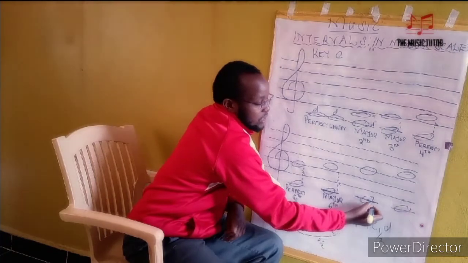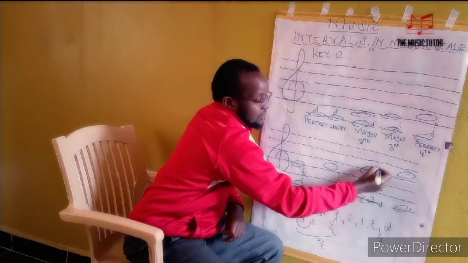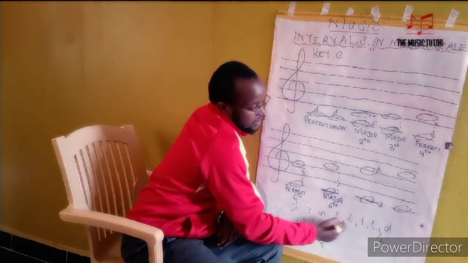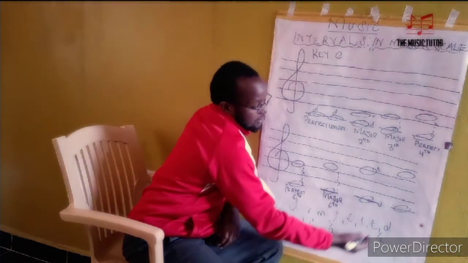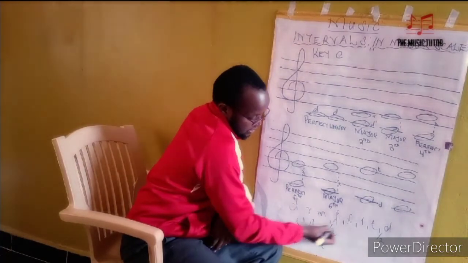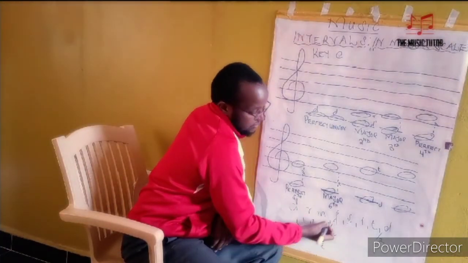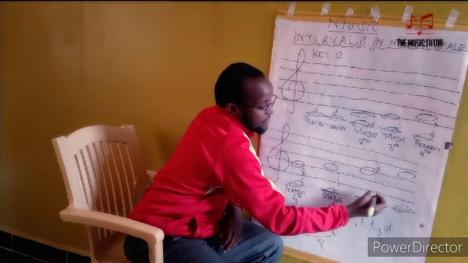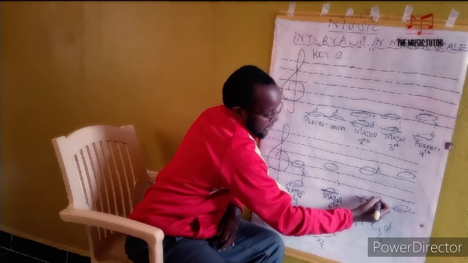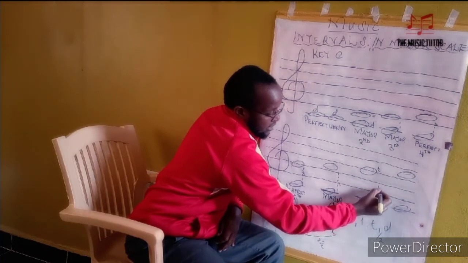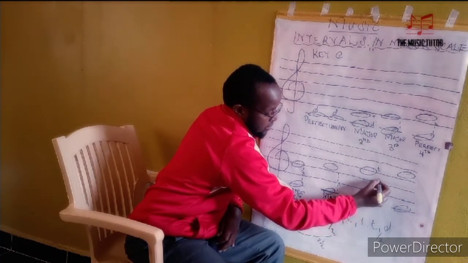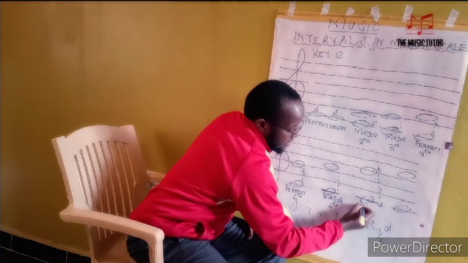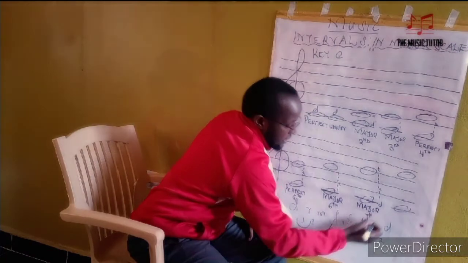The difference between do and ti, the leading note: we have do, re, mi, fa, sol, la, ti. We have tone, tone, semitone, tone, tone, tone, and this half. Meaning the difference between this and this is 5.5 tones. That is 1, 2, half, 1, 1, 1. We usually call it a major seventh in any major key.